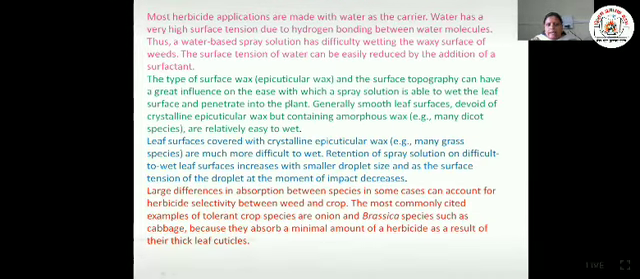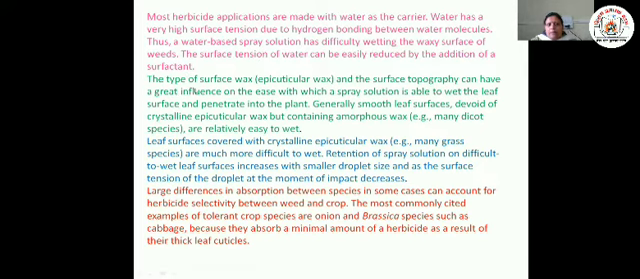Most of the herbicide applications are made with water as a carrier. Water has a very high surface tension due to the hydrogen bonding between the water molecules. Thus, a water-based spray solution has difficulty in wetting the wax surface of the weeds. The surface tension of water can easily be reduced by the addition of surfactants. When we use water as a carrier for the herbicides, due to the surface tension of water, we have to add some surfactants.